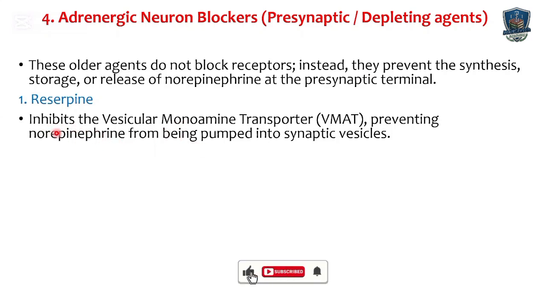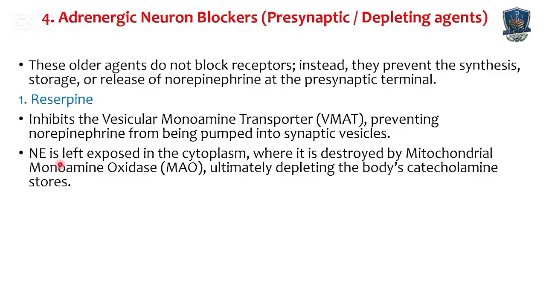And remember, norepinephrine is very crucial when it comes to sympathetic drive. So by preventing the release of norepinephrine, it works against the sympathetic drive. Norepinephrine is left exposed in the cytoplasm, where it is destroyed by the mitochondrial monoamine oxidases, ultimately depleting the body's catecholamine stores. Its major mechanism of action is to prevent the release of norepinephrine, and by doing that, it will decrease the sympathetic drive, thereby decreasing the blood pressure.